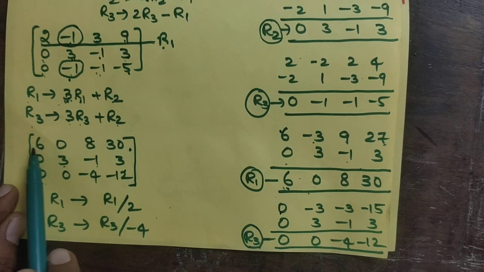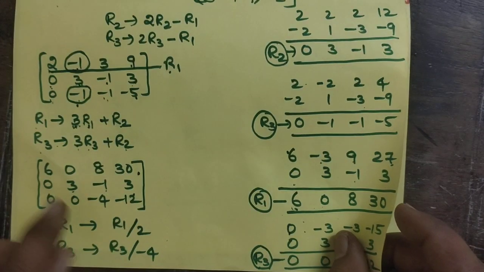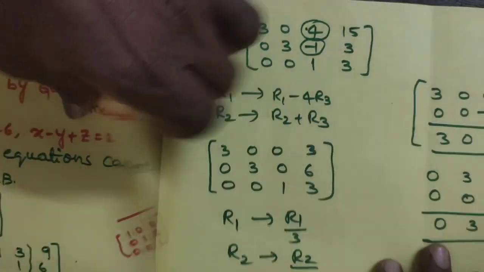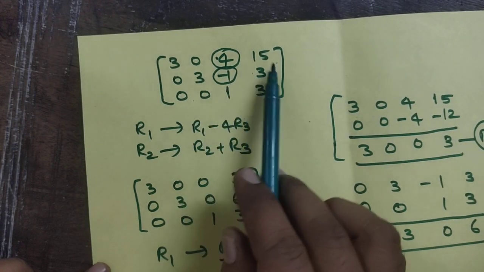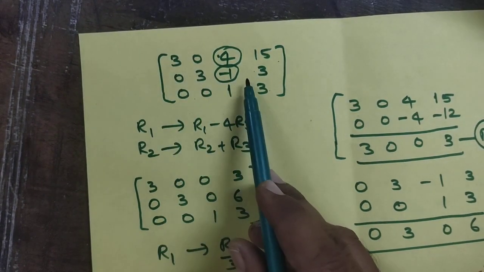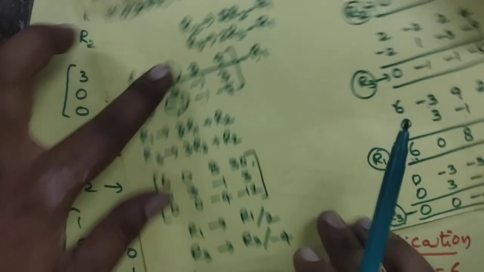Now if you observe R1 elements 6, 0, 8, 30, each and every element of R1 except this element are dividing with 2, then you will get 3, 0, 4, 15. Here it is. 3, 0, 4 and 15. Next 0, 3, minus 1, 3. This is R2 writing as it is. And next what we are doing here?